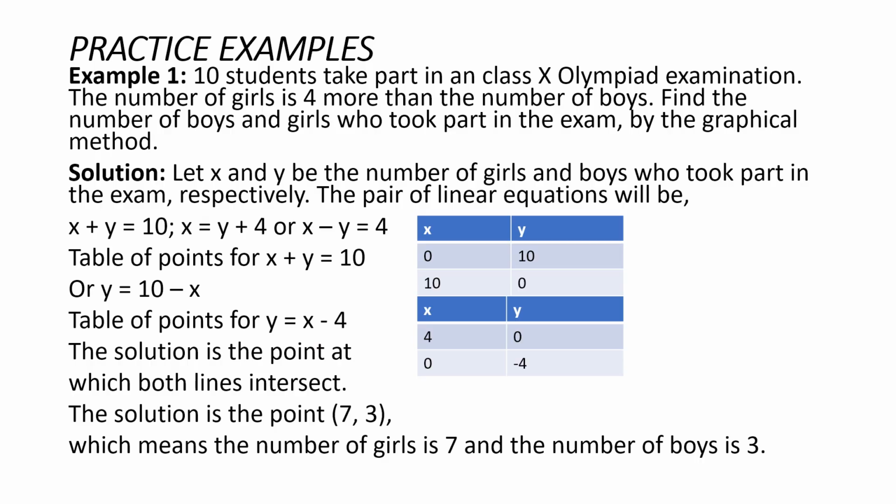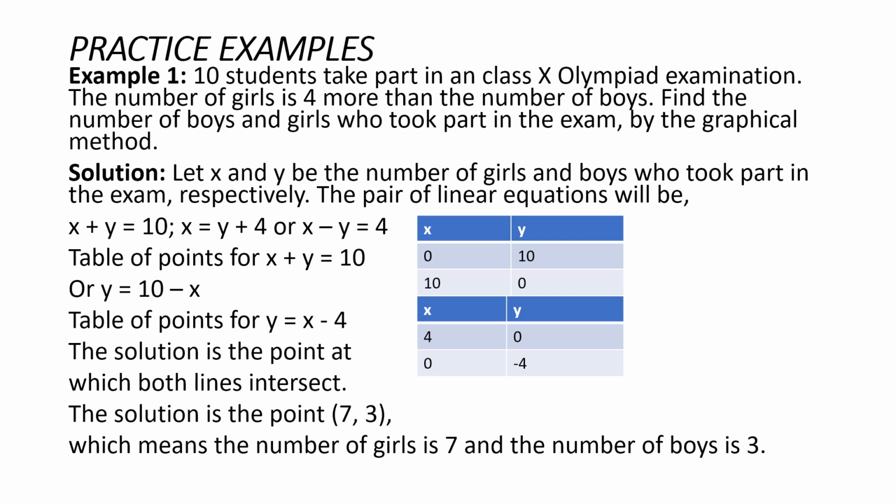Example 1. 10 students take part in a class 10 Olympiad examination. The number of girls is 4 more than the number of boys. Find the number of boys and girls who took part in the exam by the graphical method. Let x and y be the number of girls and boys who took part in the exam. Means x is the number of girls and y is the number of boys.